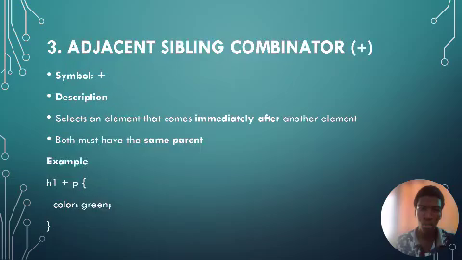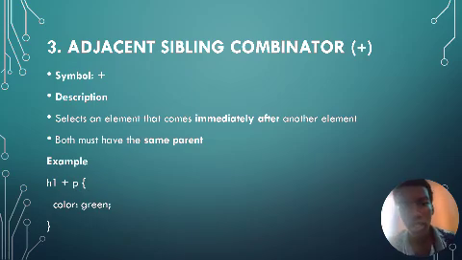Okay, so three, the adjacent sibling combinator, which has a plus symbol. It selects an element that comes immediately after another element, and both must have the same parent. An example is h1 plus p, which gives it a green color. So it styles the first p after the h1. And it is useful when styling content that appears right after a heading.